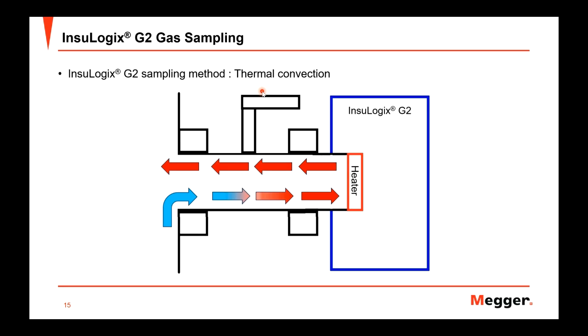In our InsuLogic G2, we use the heat thermal convection method to pull the oil from your transformer. This method is very simple. We have a heater here inside our InsuLogic, making the temperature of the oil different from the oil inside your transformer. And then if there is a difference in temperature, there is a flow from outside to inside here, like this. Simple to understand, right? And a very effective method.